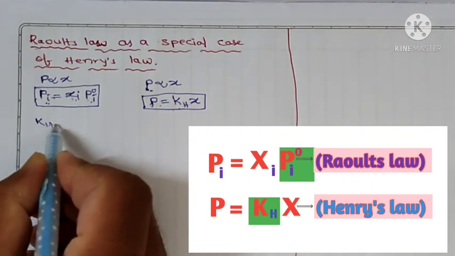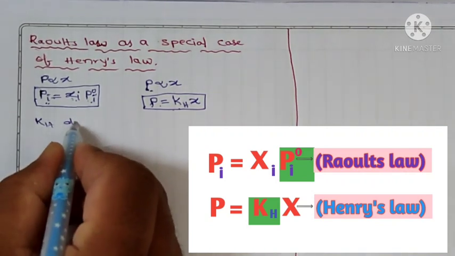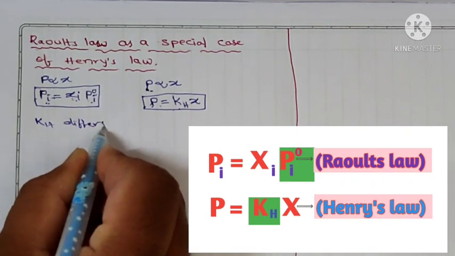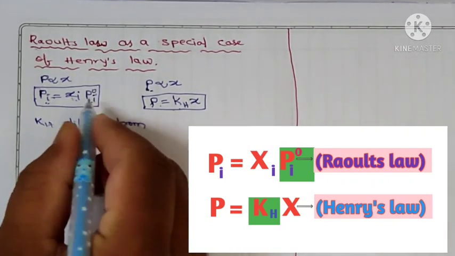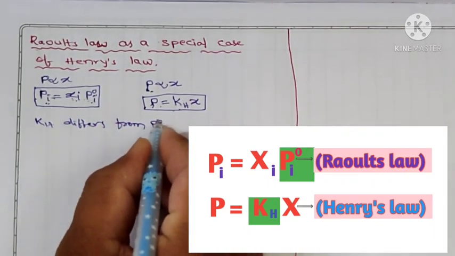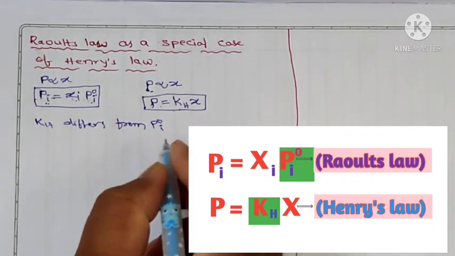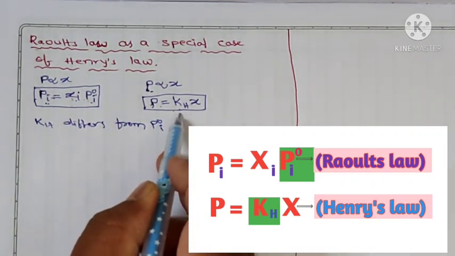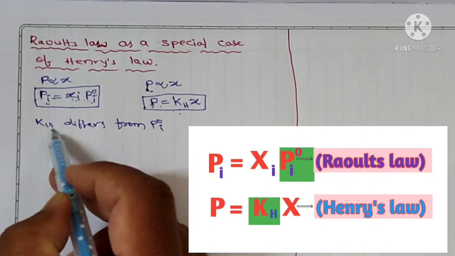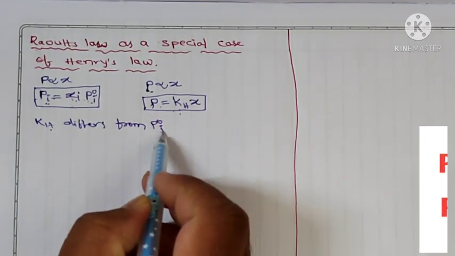Only the KH differs from P naught i. Thus, Raoult's law becomes Henry's law when KH becomes P naught i.